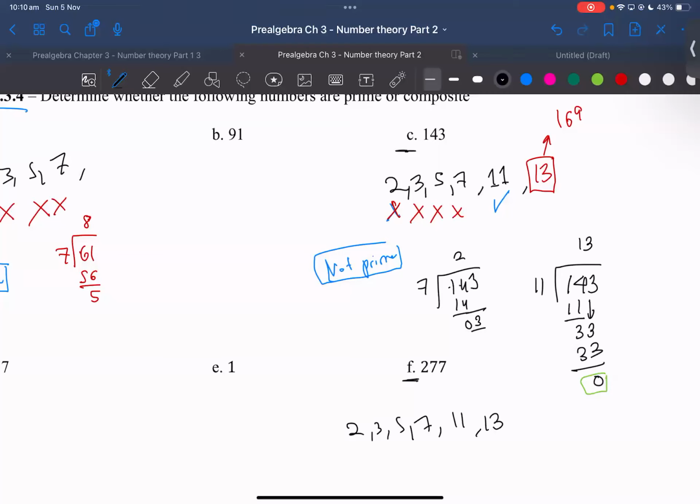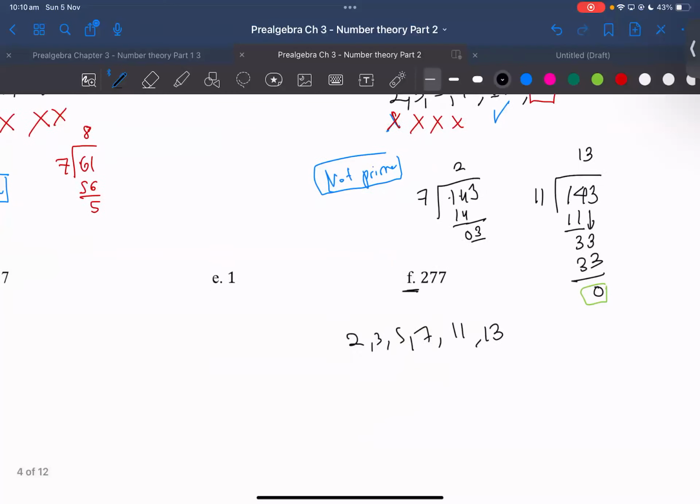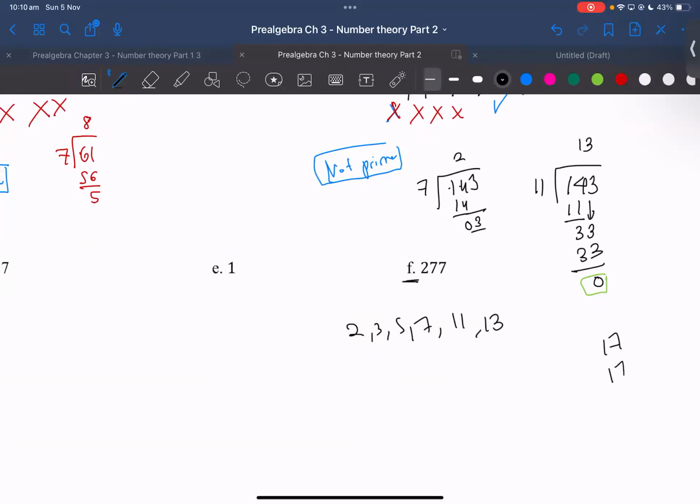Sorry. No, we have to test this. I think it's 249. Do we need to check 17? I think I have to. Is it 17? Squares get really big really quick. 17 squared is actually 289. It's bigger. So we don't need to test 17.